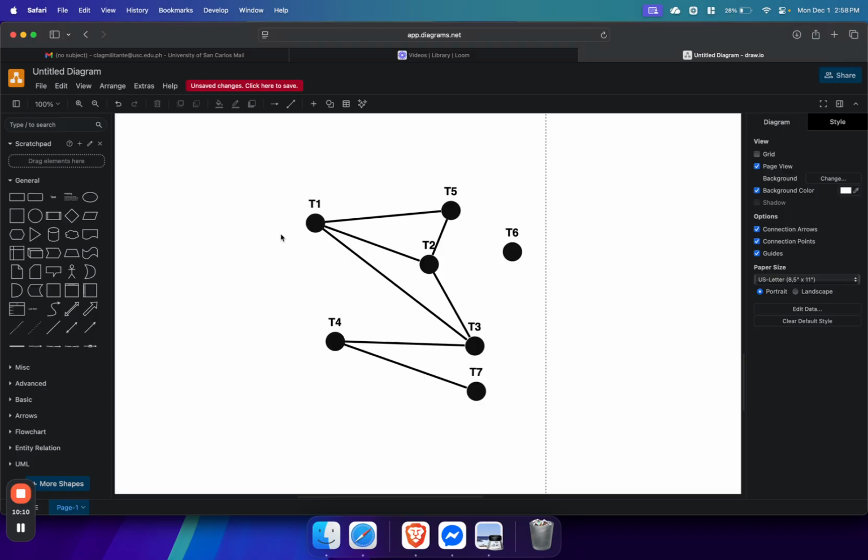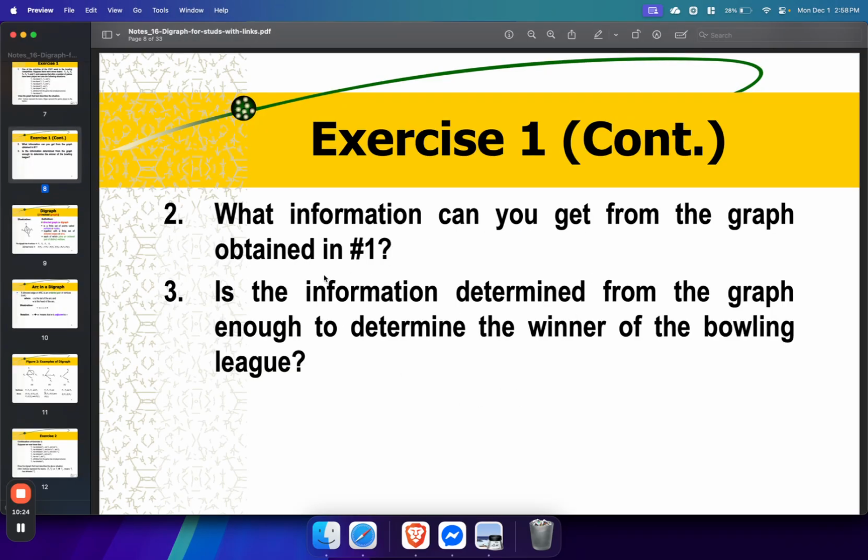I know that T1 only played with T5, T2, and T3. I know that T2 only played with T5, T1, and T3. I know that T6 didn't play with anyone because they withdrew, and so on. So that's a lot of information we can get from this specific drawing. The next question goes, is the information determined from the graph enough to know the winner of the bowling league?